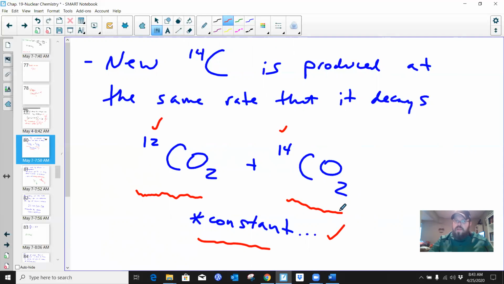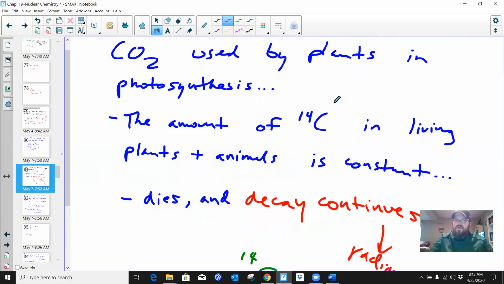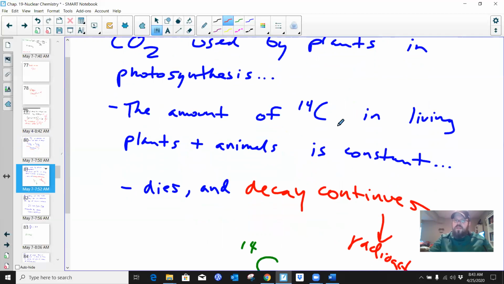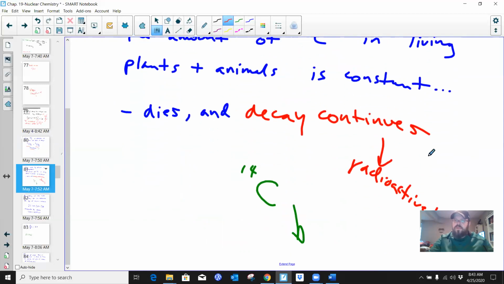So in our bodies right now, we have the same balance of carbon-14 to carbon-12 as what we see in the atmosphere, because of us constantly replacing those, okay? So CO2 is used by plants in photosynthesis. We've said this. The amount of carbon-14 in living plants and animals is constant, right? But here's the deal, right?